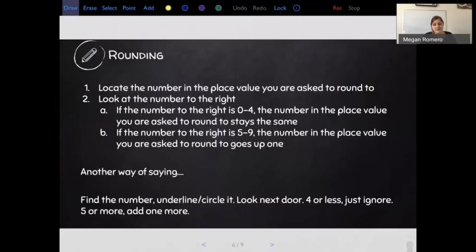Okay. Rounding. One thing that you'll be asked to do a lot of in this course is to round. So we want to talk about it here and then we'll use it throughout the course.